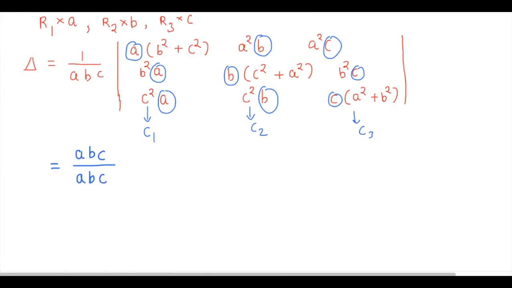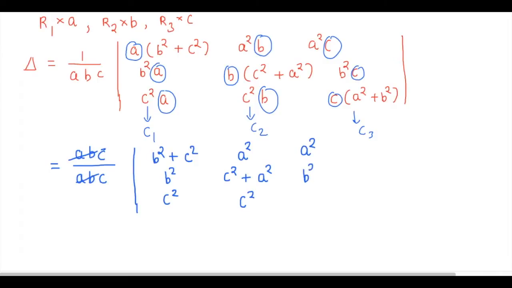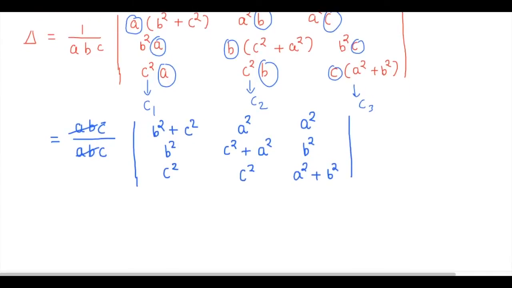After doing this, the form of determinant will be, because we are taking A, B and C common, it will be A, B, C, and this will cancel out, and the form of determinant will be B square plus C square and B square and C square, and here this is A square, this is C square plus A square, and this is C square, and here A square and B square, and here A square plus B square. So this is the form of determinant. Now we have to solve this.